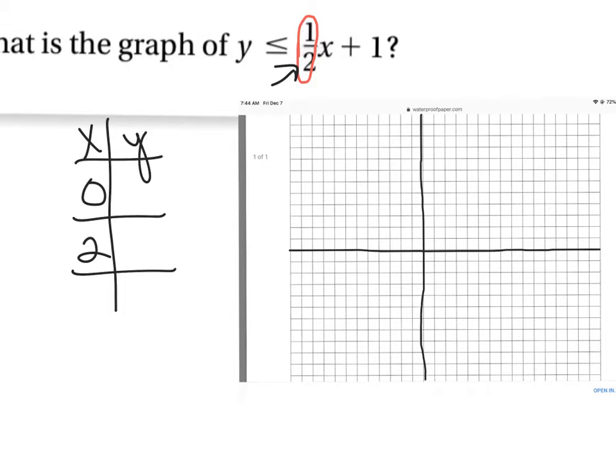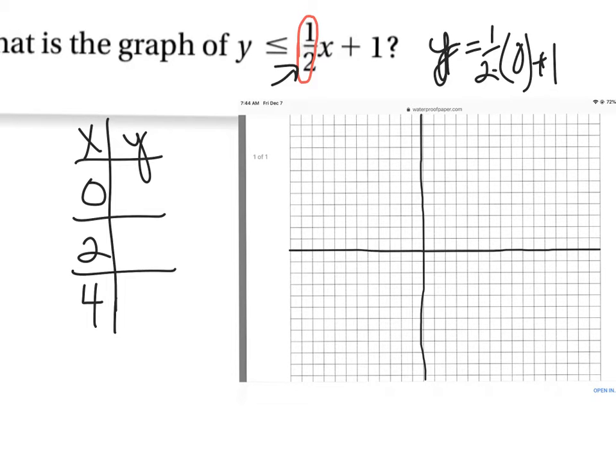And then the next one after that would just be the next multiple of 2, which would be 4. If I do that, I'm going to avoid having fraction answers when I get my y values. So 0, 2, and 4 we're going to be using. So we can just ignore the inequality, ignore the fact that it says less than or equal to, and we're just going to substitute this in.